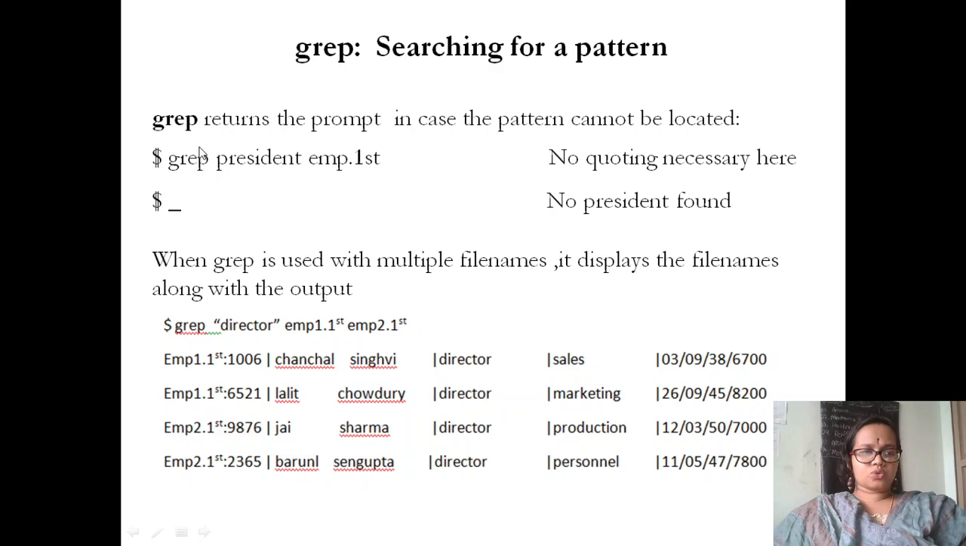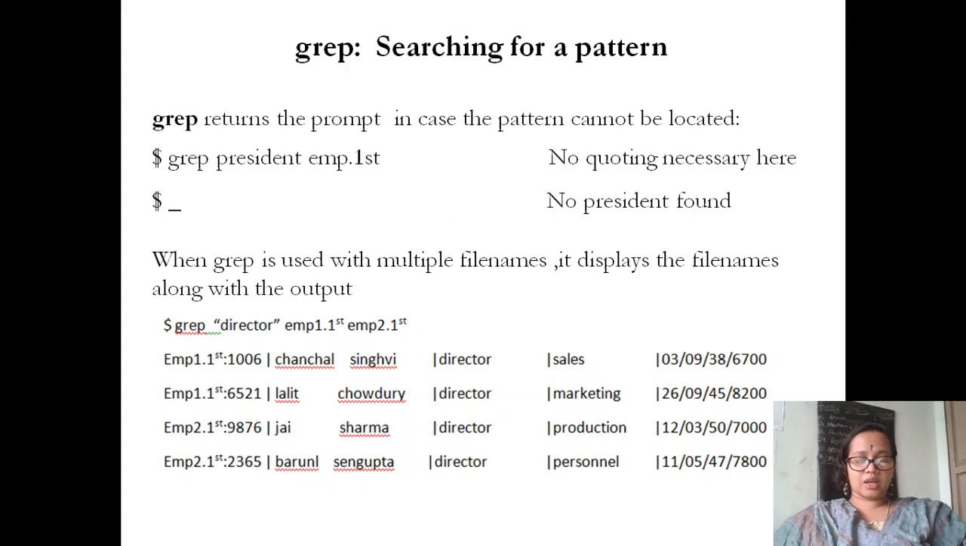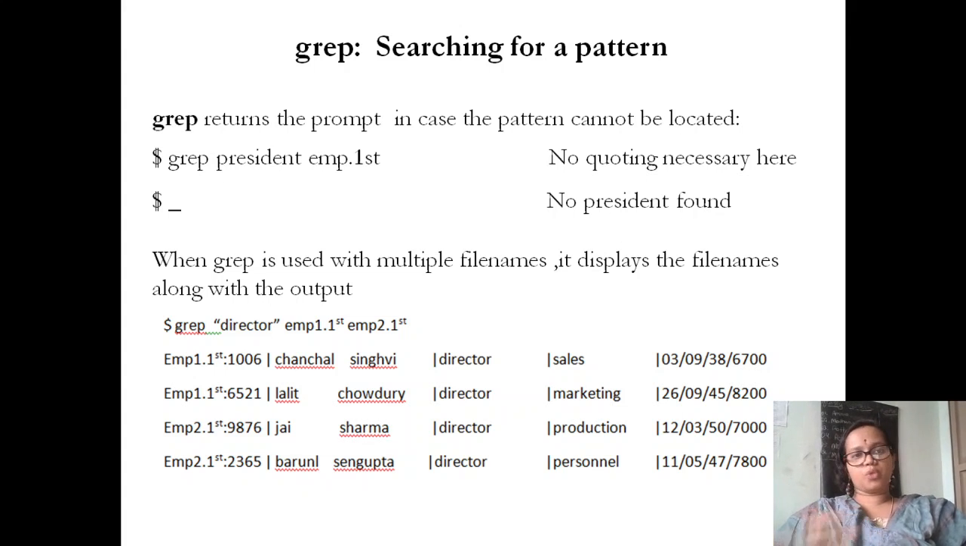Next, coming to grep, where it returns the prompt in the case the pattern cannot be located. Means what? If the pattern is not matched in the particular file, it will automatically give you the prompt. So the prompt will be given out. So here just check it out.